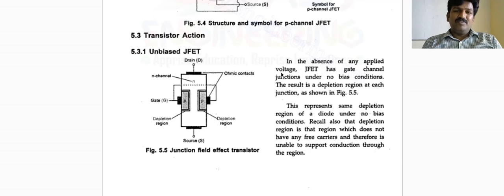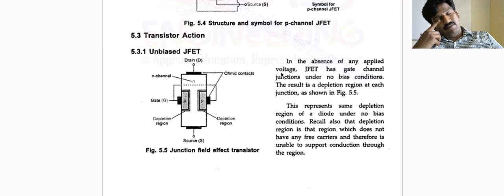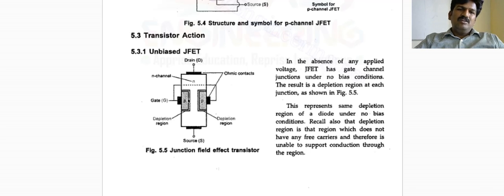Okay, then when it is unbiased, the p type has majority carriers that are holes, and the n type has majority carriers that are electrons. Due to this, some depletion region is created around the gate material, the p type material. That is called the depletion region. In the depletion region there is no existence of any free electron or any free hole.